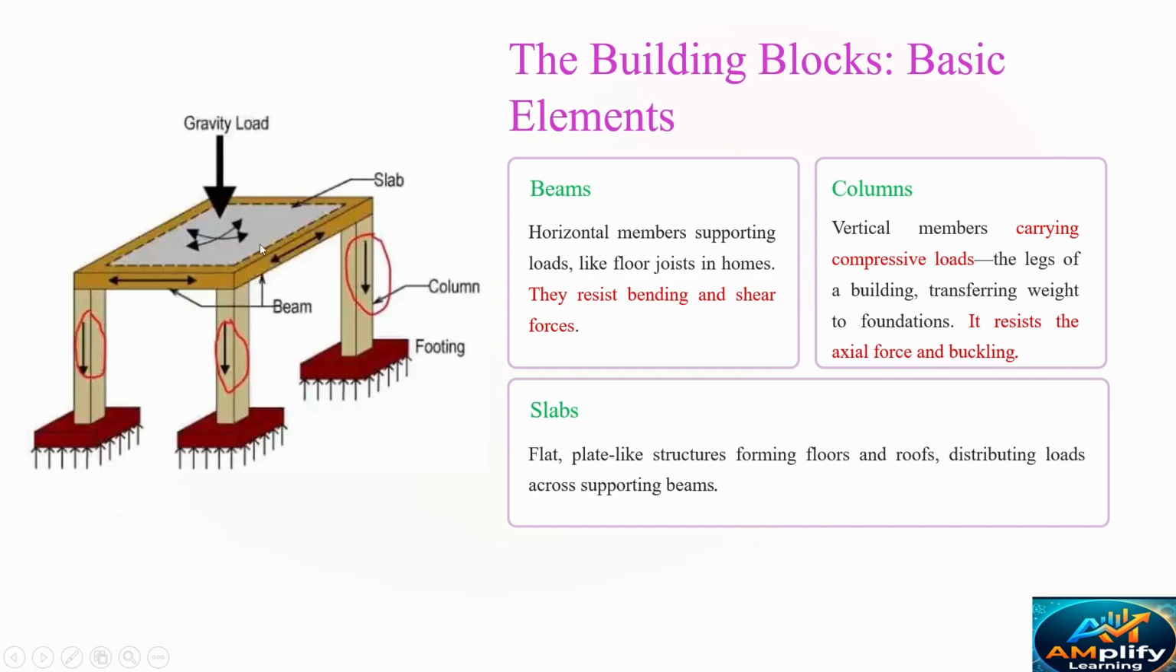What is a slab? This one is the slab. It is a flat, plate-like structure forming the floor and roof of a structure. In a building, the floor is called the slab, and it distributes the load across the supporting beams. The slab transfers the load to the supporting beams, the beams transfer the load to the columns, and from the columns to the foundation and then the soil.